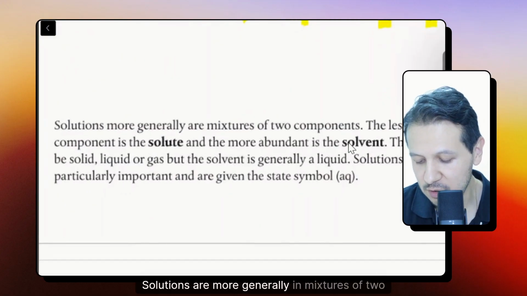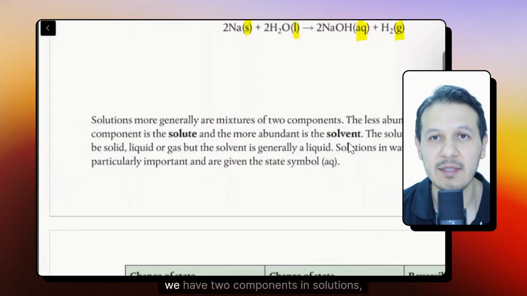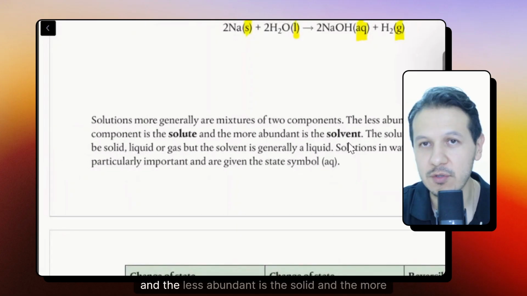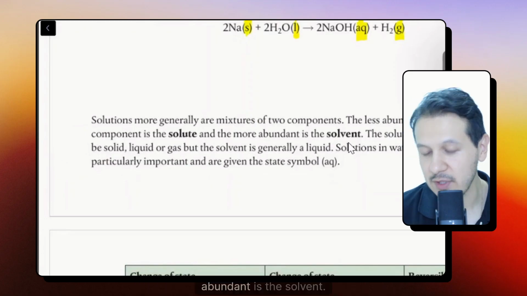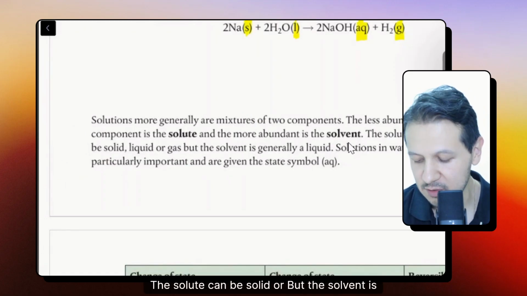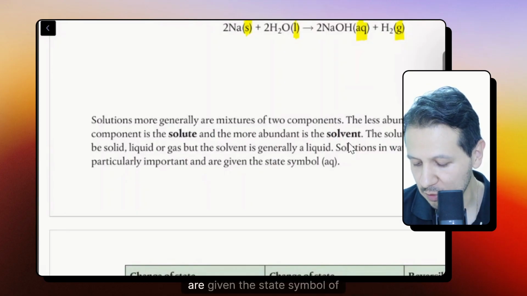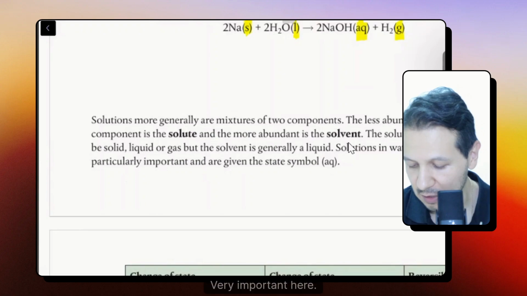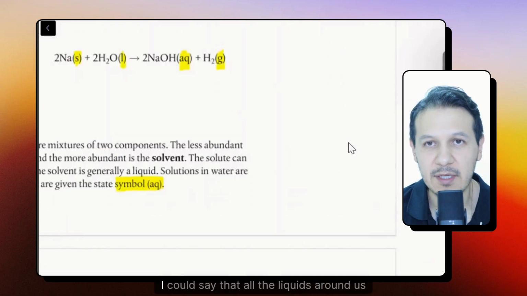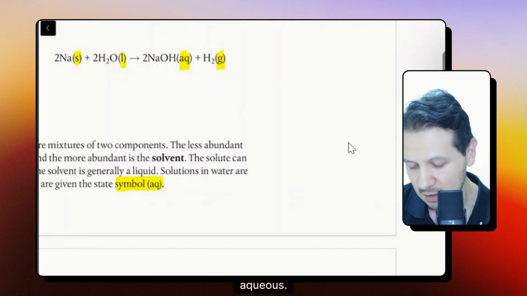Solutions are more generally mixtures of two components. So we said that we have two components in solutions, and the less abundant is the solute and the more abundant is the solvent. The solute can be solid, but the solvent is generally a liquid. Solutions in water are particularly important, and are given the state symbol of aqueous. Very important here.